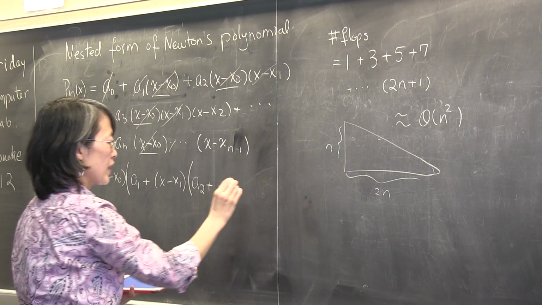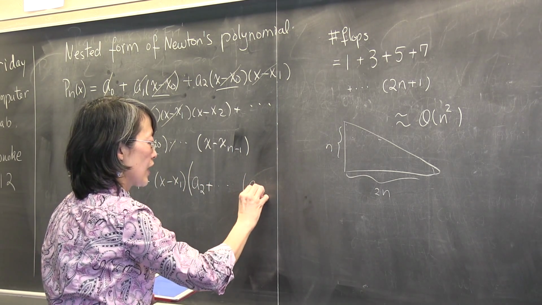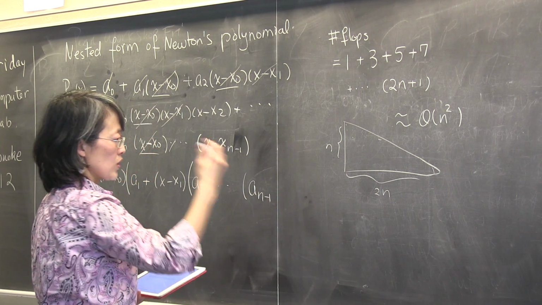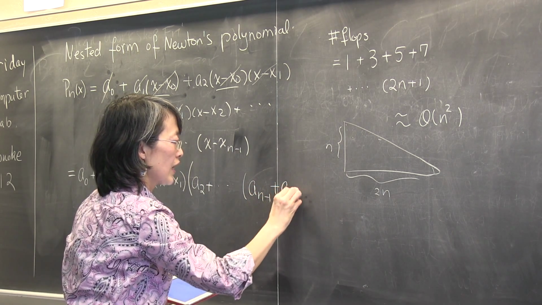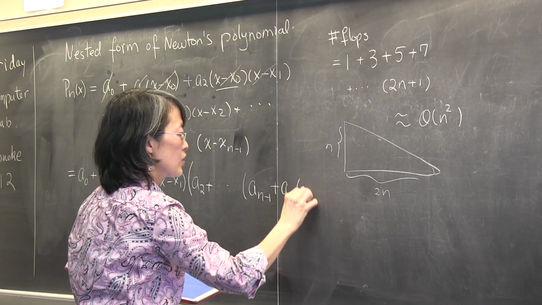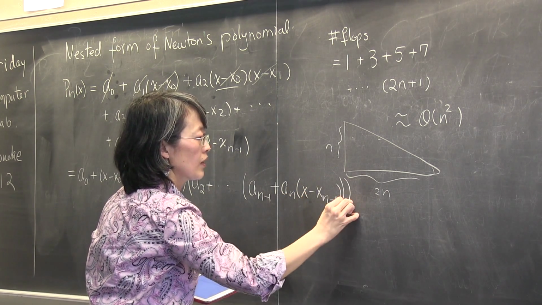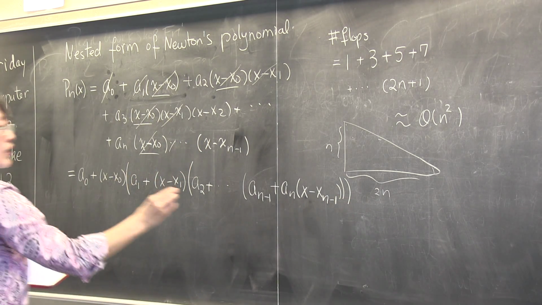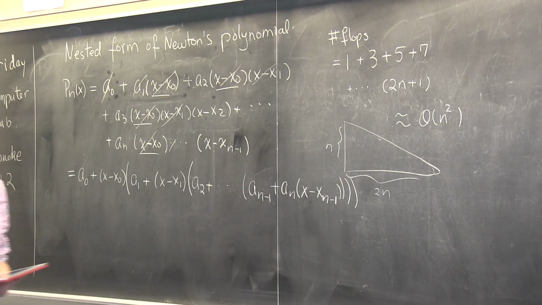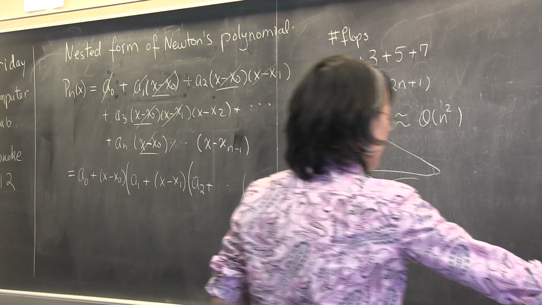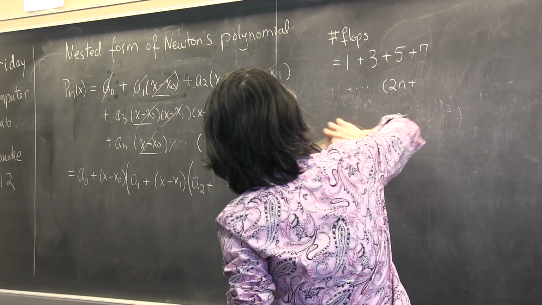So all the way until the last term that you get a_{n-1}. Once you take that out, then you have only a_n, and then you get one term, x minus x_{n-1}. How many? 1, 2, 3, 1, 2, 3. I need one more. Okay. Is that okay? So I'm going to erase that.